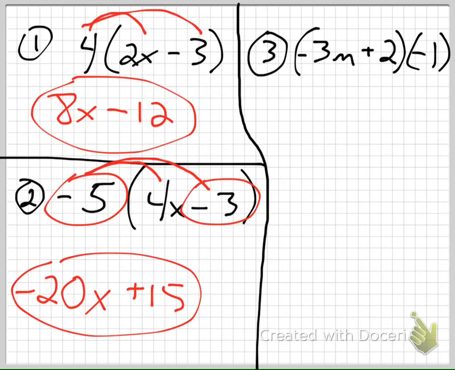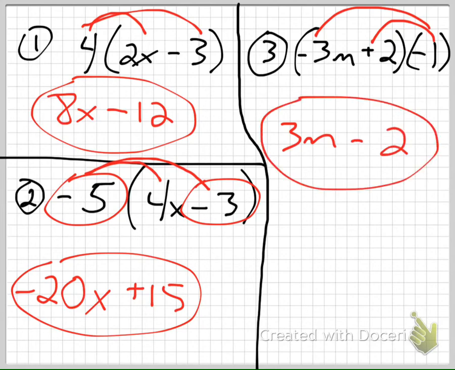Number 3. Do I need to shift the negative 1 out front? No. Can you? Yes. It's up to you. I don't need to. Negative 1 times a negative 3m. Negative times a negative is a positive. 1 times 3 is 3. 3m. Negative 1 times a 2. Negative 2. 3m minus 2. Raise your hand if you got that right.